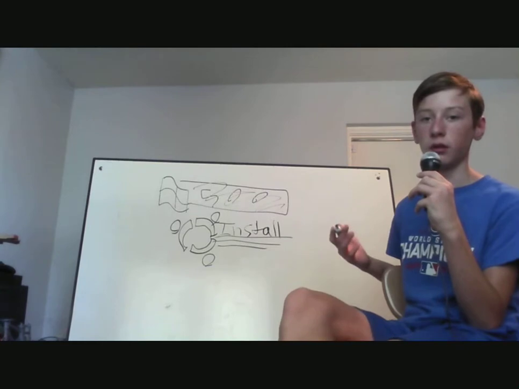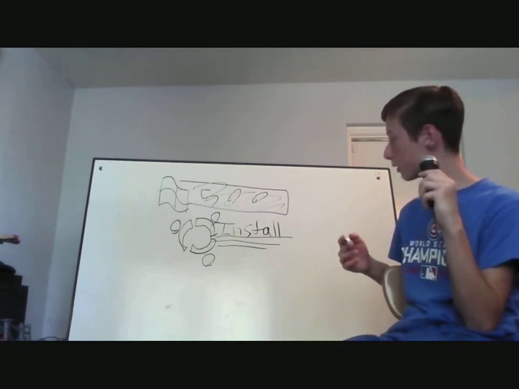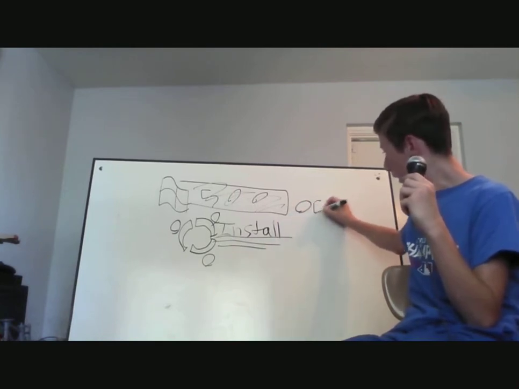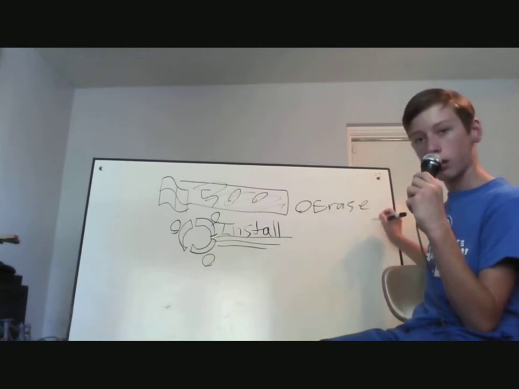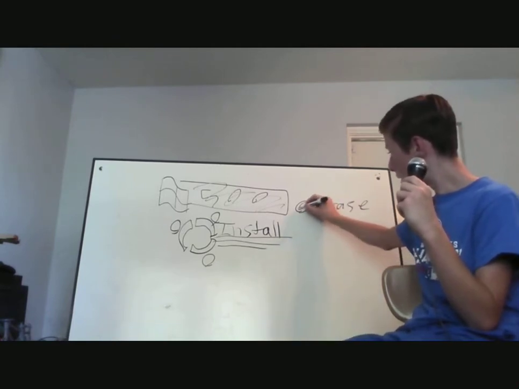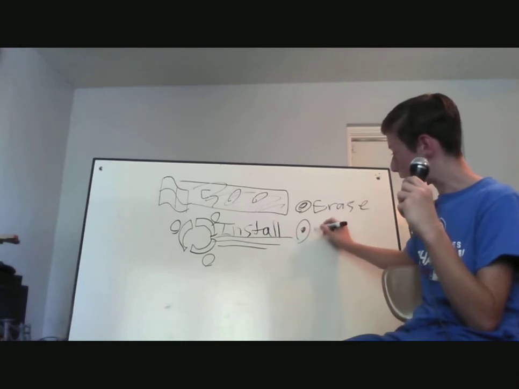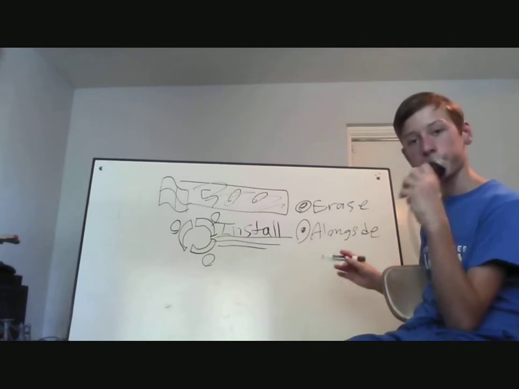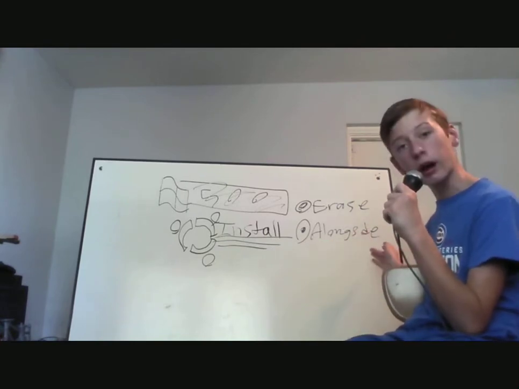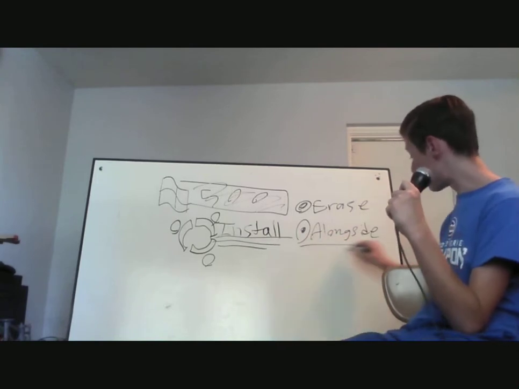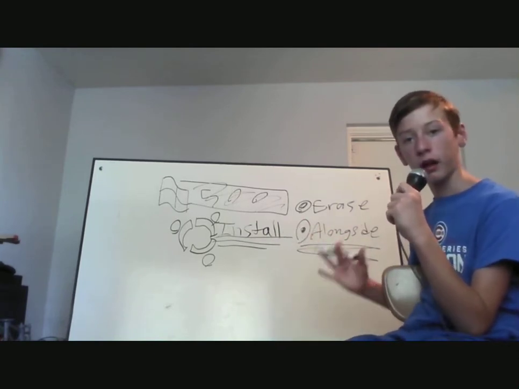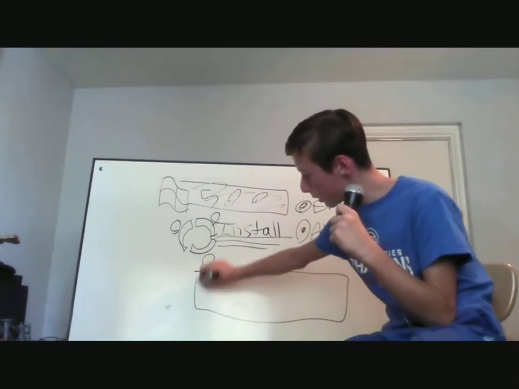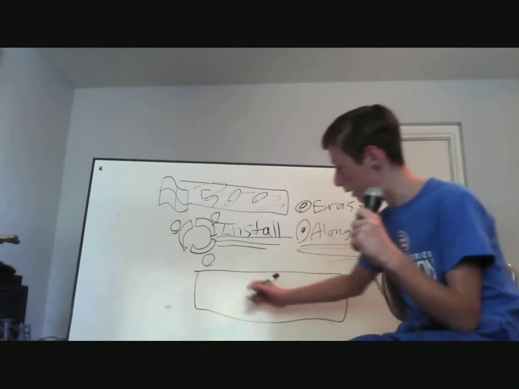Now let's say you get to the screen where you can either erase and install, or you can install alongside. So if you want to keep Windows but also have Ubuntu on there, then you're going to click install alongside, and then it will bring you to a little easy GUI partition manager that looks something like this.